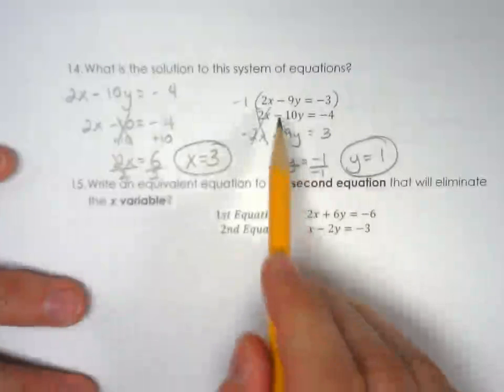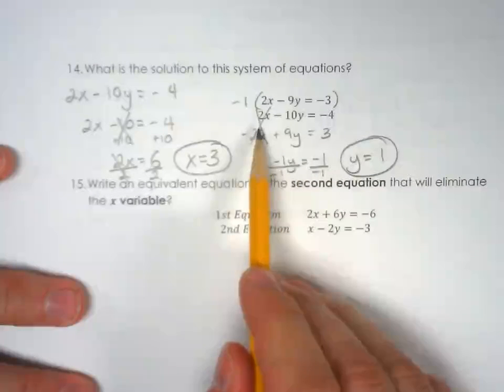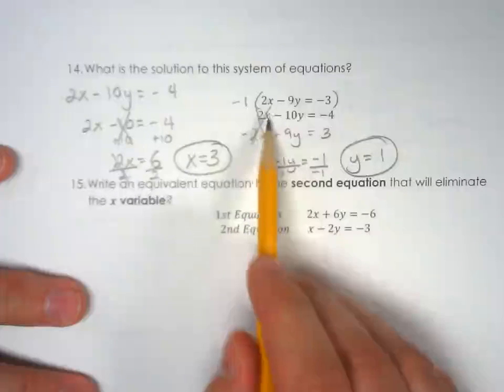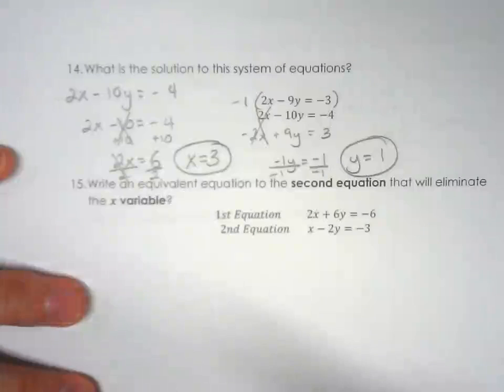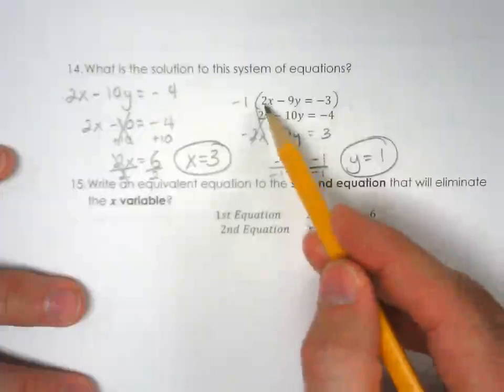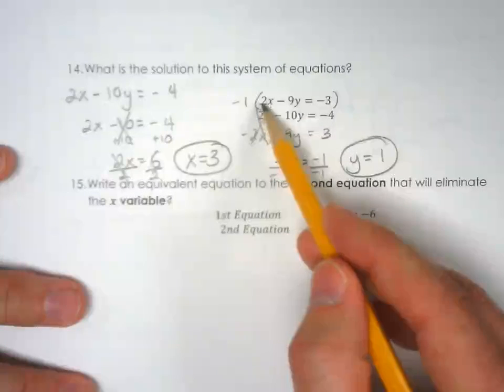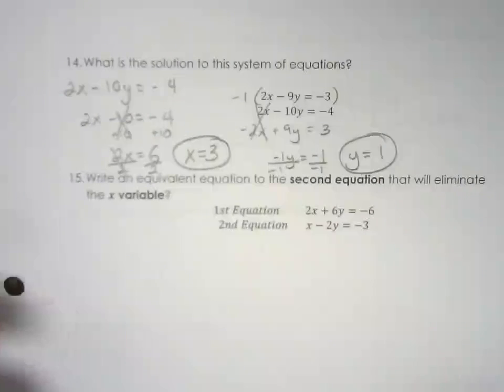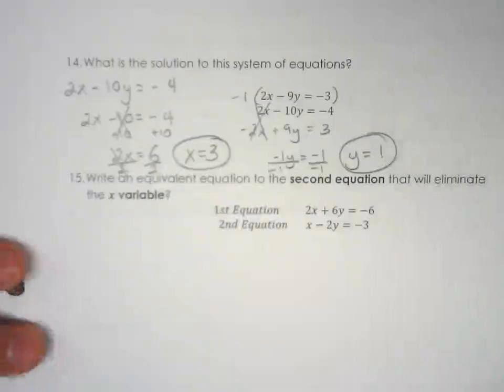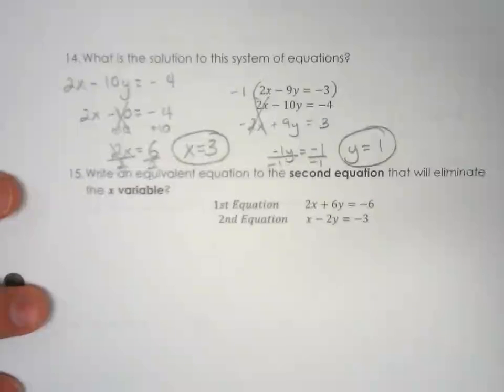The biggest thing people get stuck with is knowing that if you have the same variables, you've got to make them different. You've got to make them opposite of each other. So we multiplied by negative 1 in order to change that positive 2 to a negative 2. And then from there, we just followed our basic system of equations.